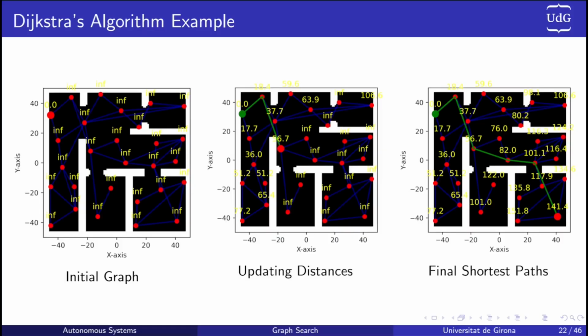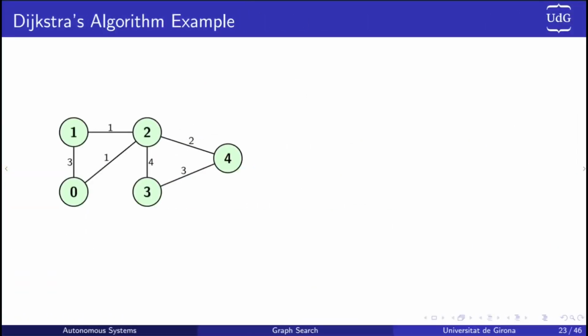If I want to reach it from the start, the P function will tell me that from here I have to move to here, then here, and then here. All this information is codified in the P function, and the only thing I plotted in this drawing is the total cost of reaching this node from the starting node. Then let's do a very simple example applying the Dijkstra algorithm.